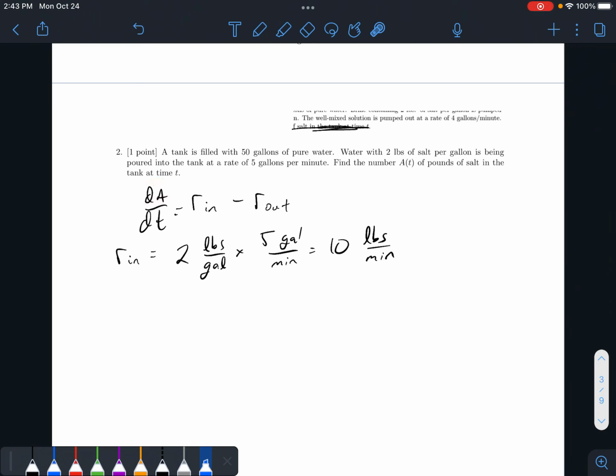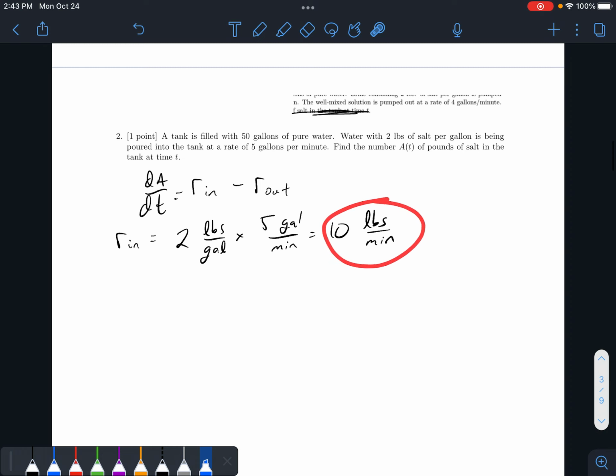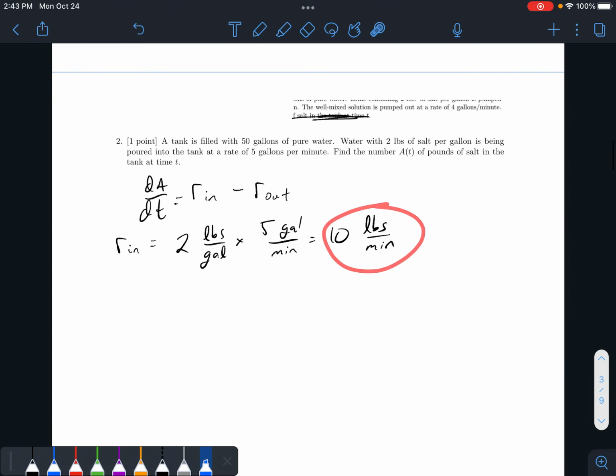So dA, this is like change in pounds of salt. dt, this is like change in time. So we should be getting change in pounds of salt over minutes. So these have the correct units, and so this seems good. So our rate at which salt is being pumped in is 10 pounds per minute. All right, what about the rate at which salt is leaving? This is the harder part, which is why I'm upset about the typo.